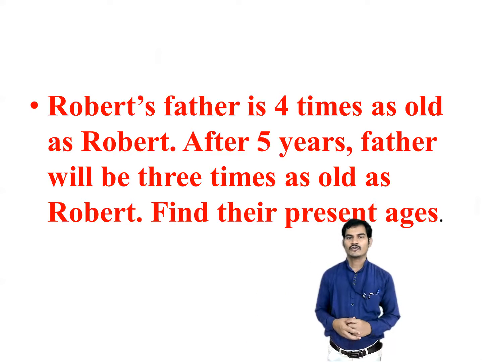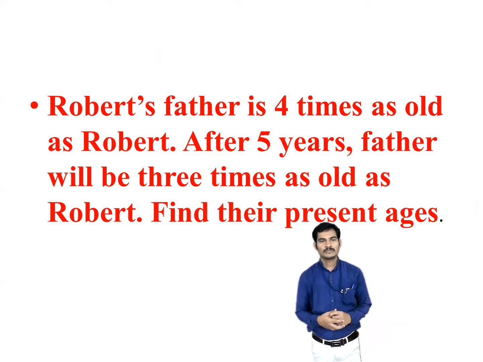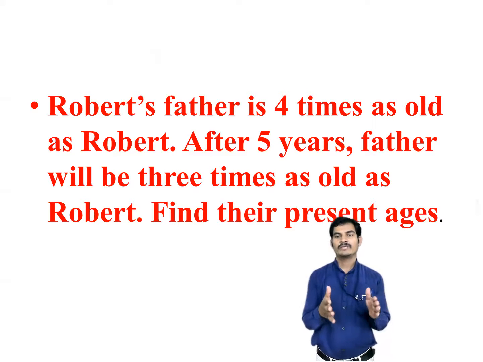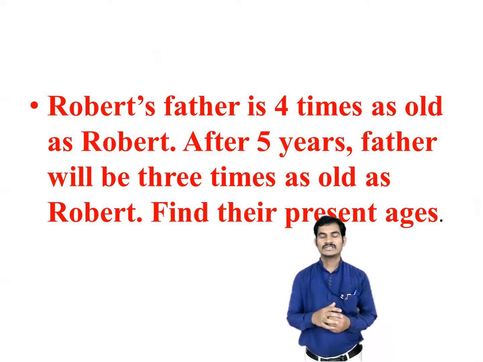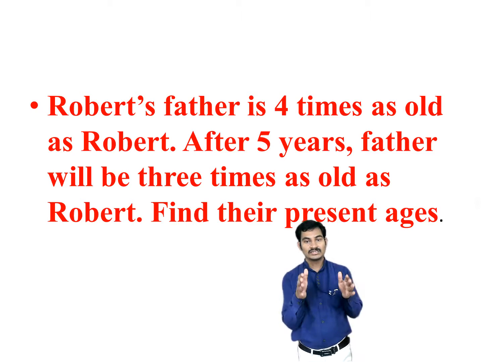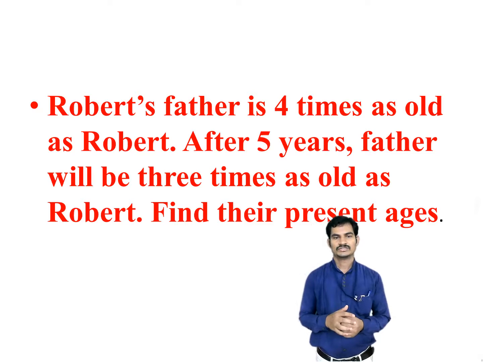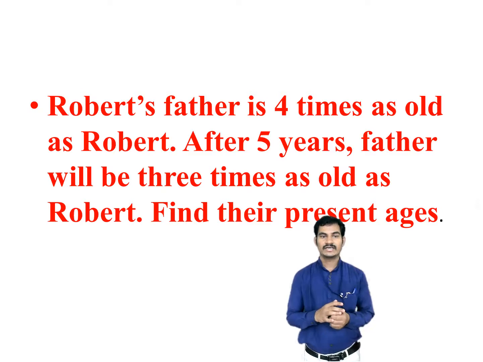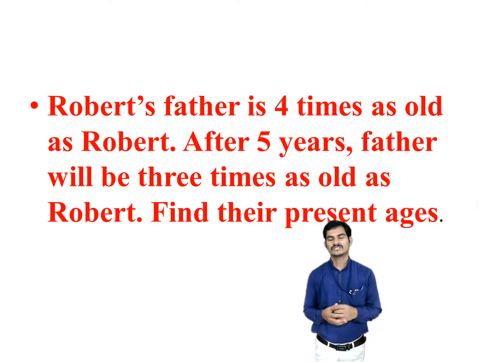Robert's father is 4 times as old as Robert. Means here Robert's father's age will be 4 times that of Robert's age. Means here Robert's father's age is depending on his son's age. If you are able to tell the age of Robert, then we can say the age of his father. So afterwards, what is given?